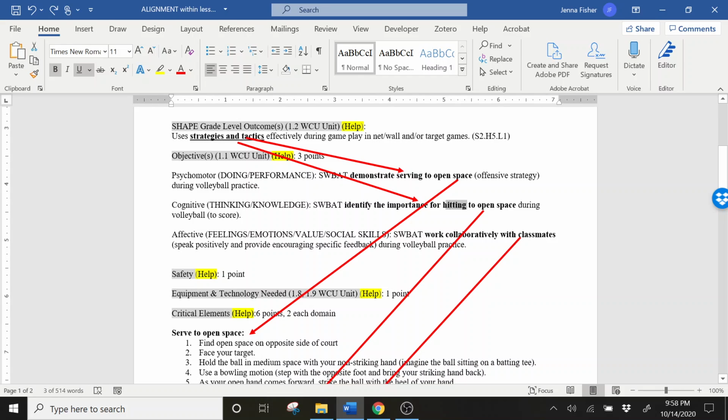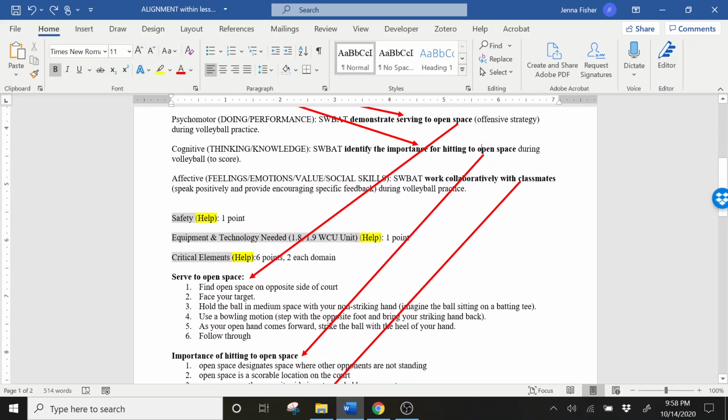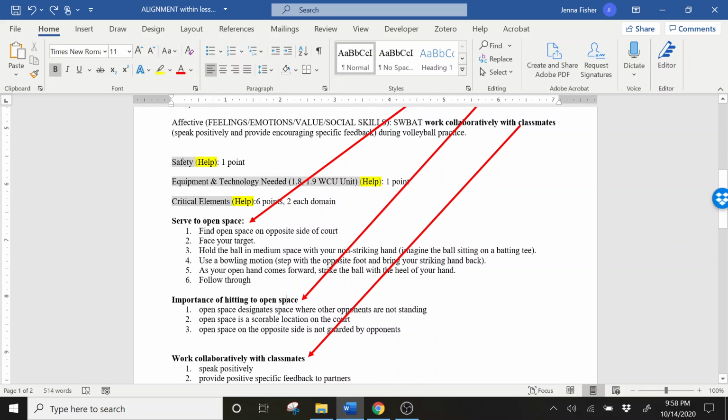Because we're talking about hitting to open space, and because this is the major product or outcome of my objective, identifying hitting to open space or the importance of hitting to open space, I now need to describe what that looks like or what I'm actually looking for there by including that in my critical elements. So, the importance of hitting to open space.